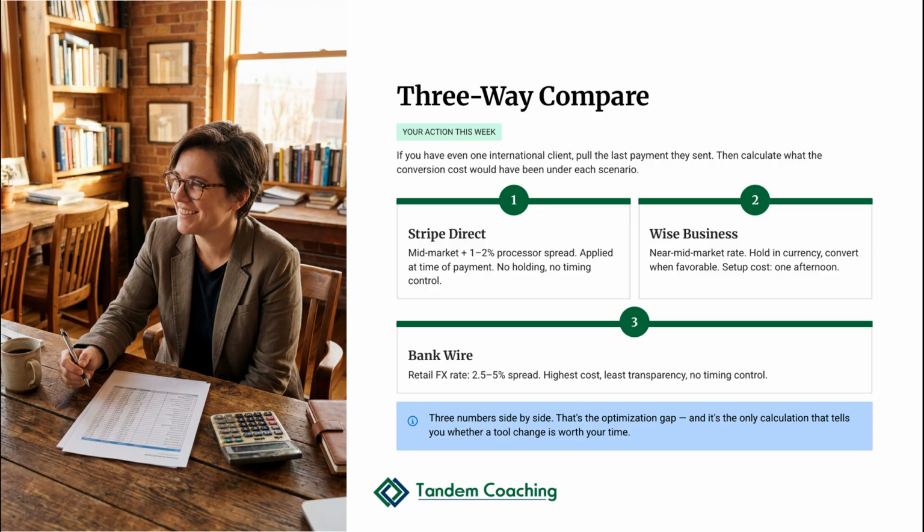Three numbers on one page. The gap between the worst and the best is your optimization opportunity stated in dollars instead of percentages, and the dollar number is what makes the case for spending the afternoon on the configuration work.